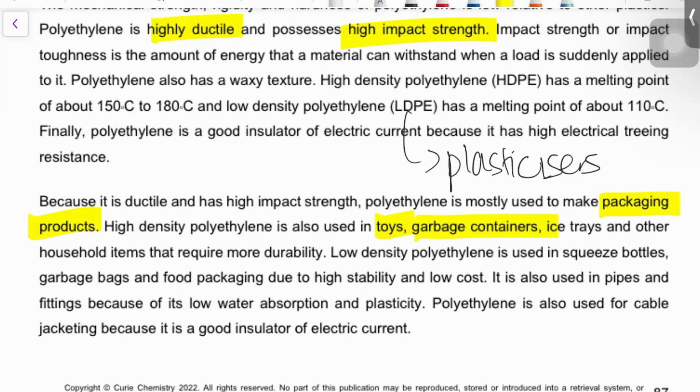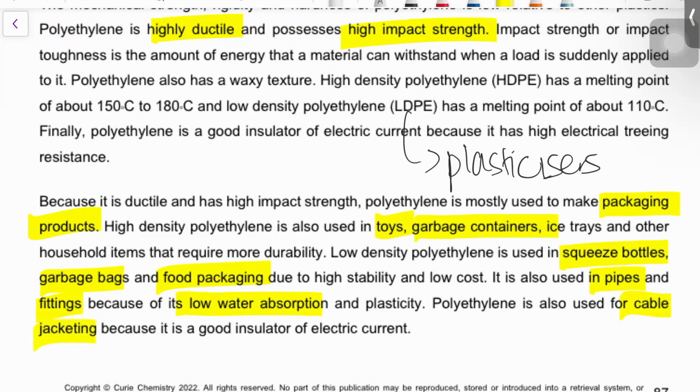And then low density polyethylene is going to be your softer stuff, which is squeeze bottles for sauces and things like that, garbage bags and food packaging, like your cling wrap and things like that as well. Polyethylene is also used for pipes and fittings. Because it's non-polar, it doesn't react with water, it doesn't absorb water. So that's another reason as well. Non-polar doesn't form any dipole-dipole forces with water, and therefore it doesn't absorb water, which means it's really good for pipes.